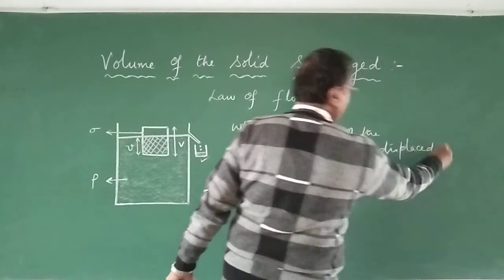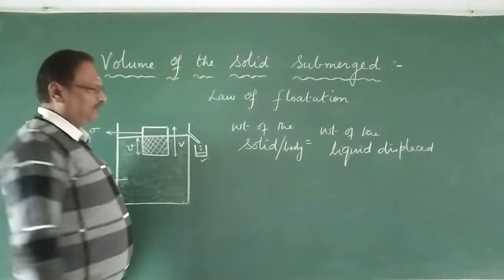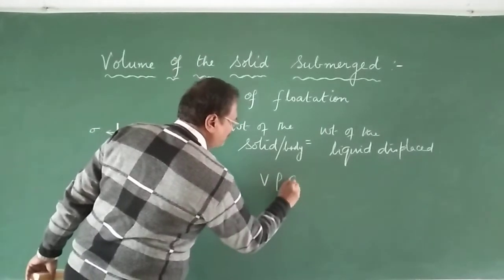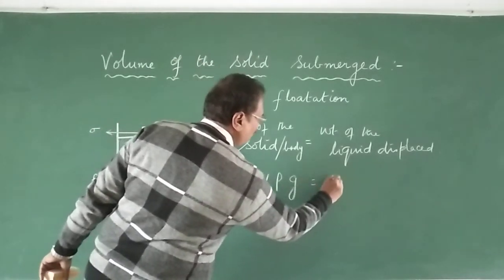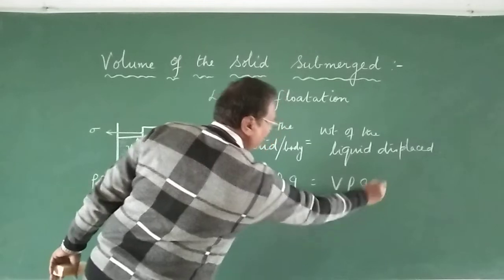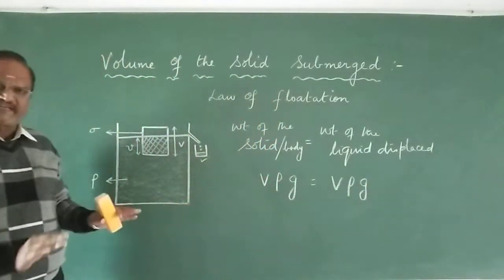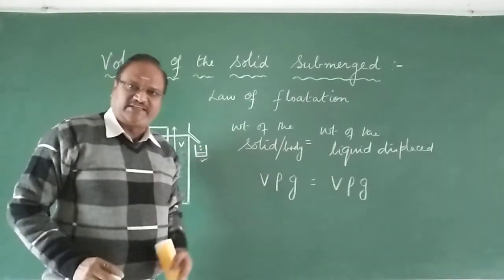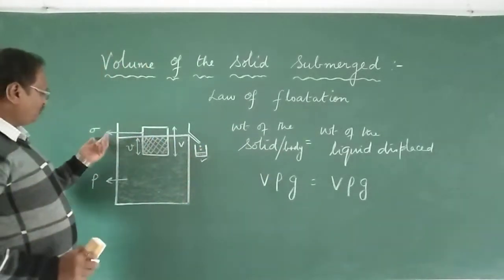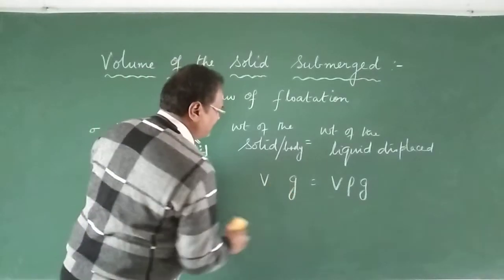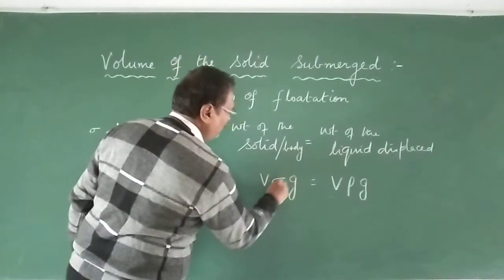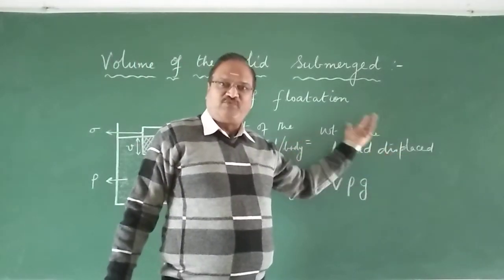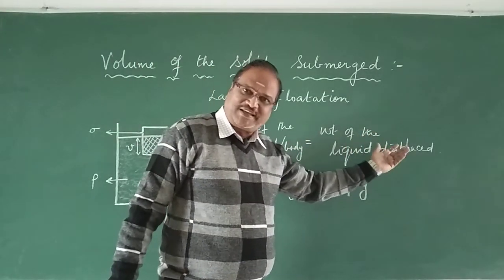According to Archimedes principle, weight is written as V rho g. This is a standard formula. First we will write the standard formula. Now, weight of the solid body: what is the density of the solid? Sigma. So I replace rho by sigma. Next, weight of the liquid displaced.